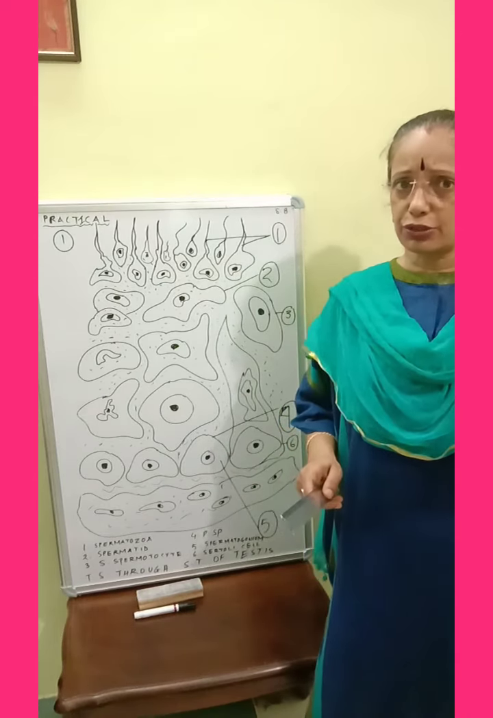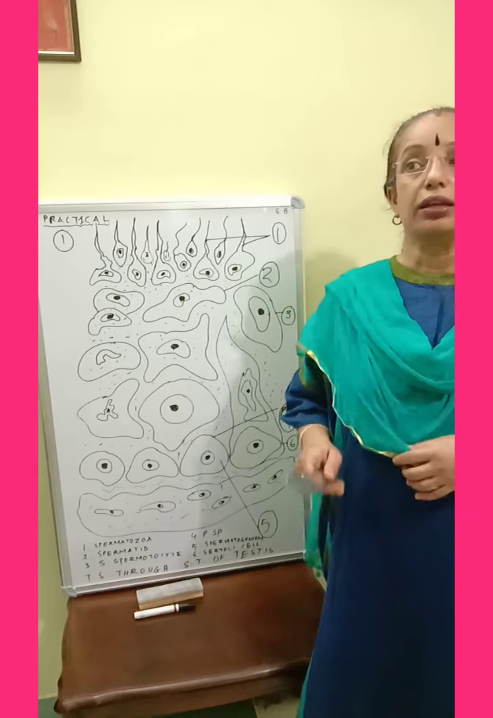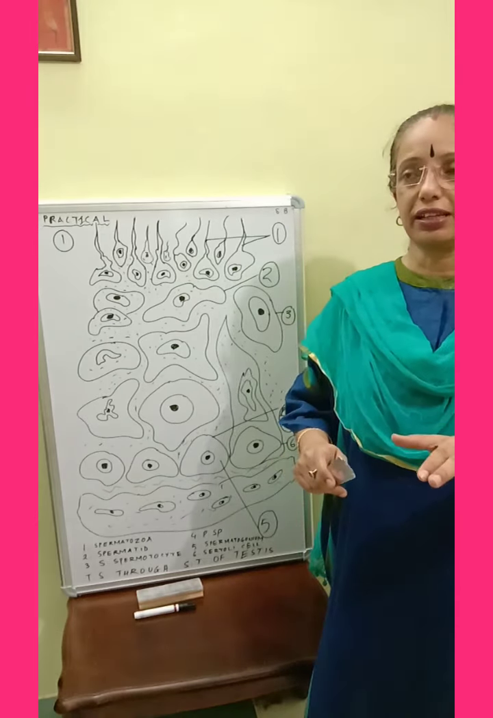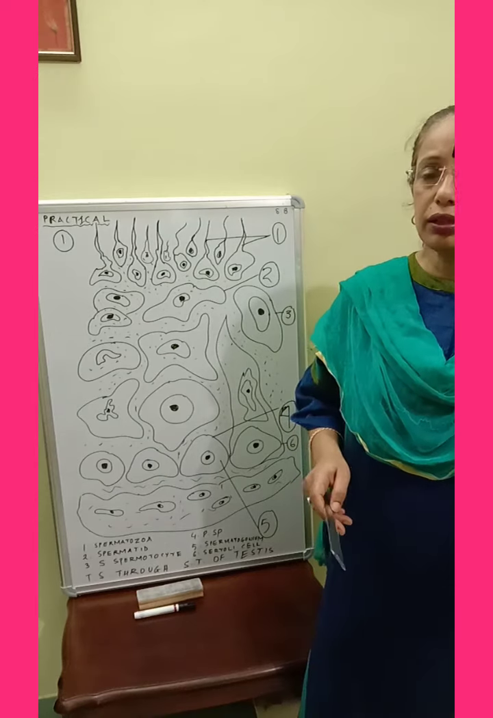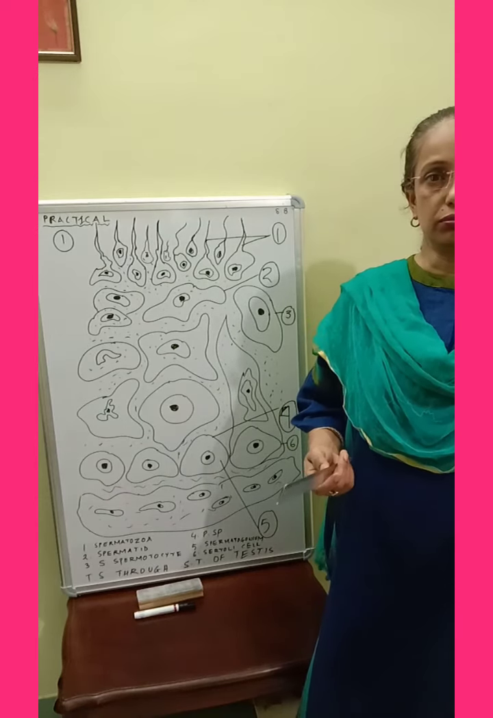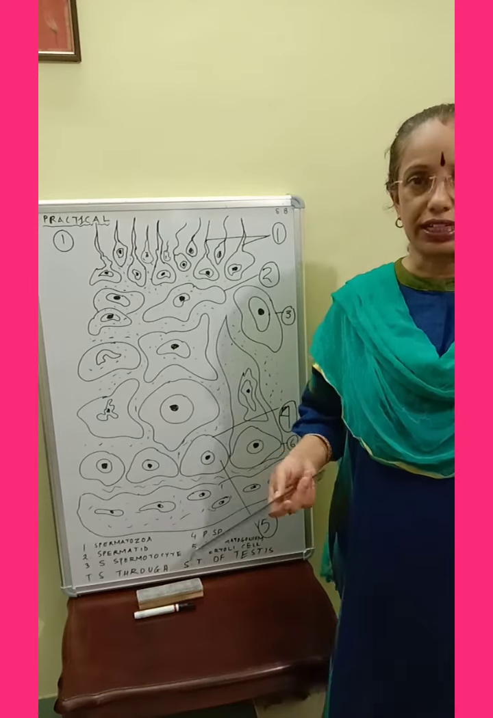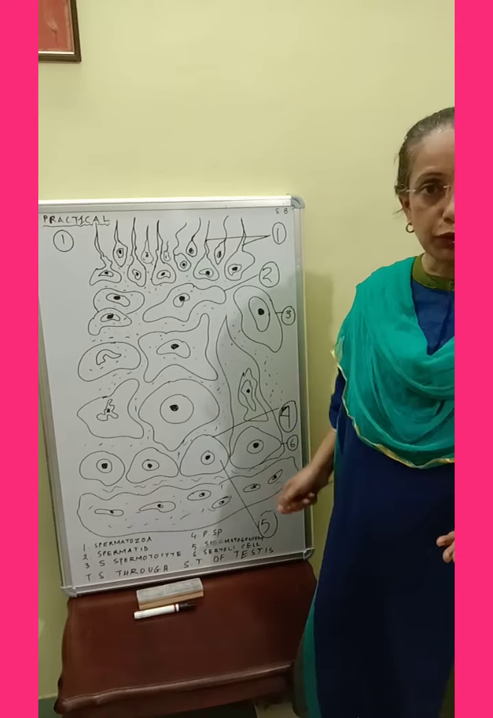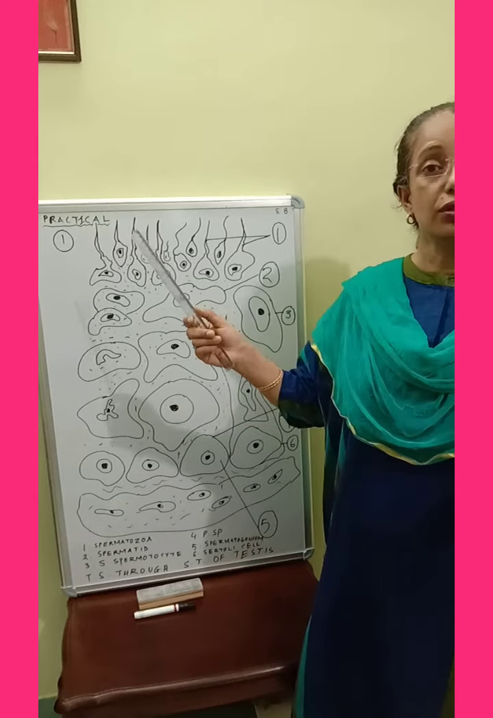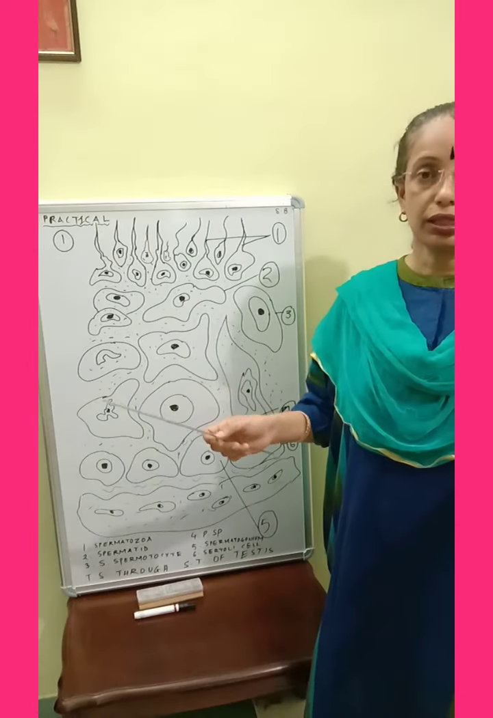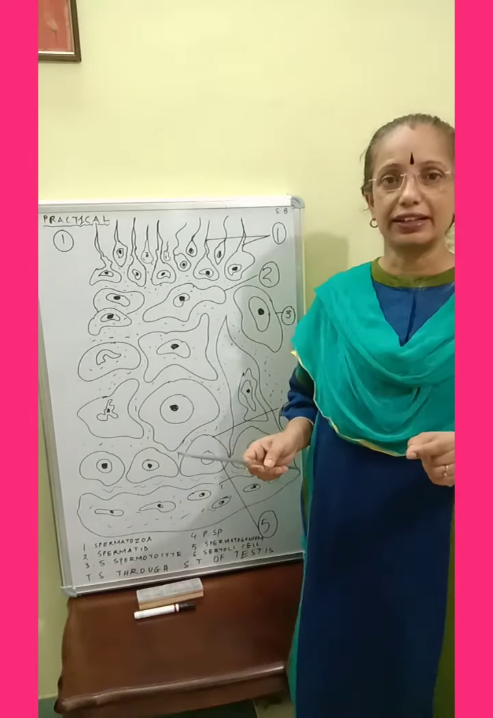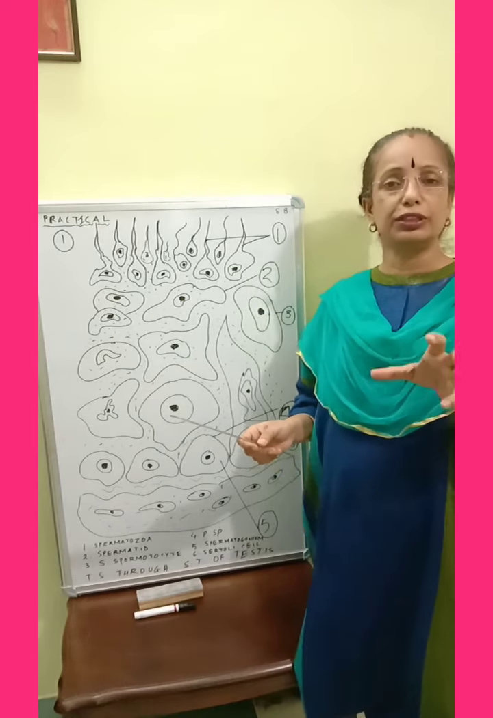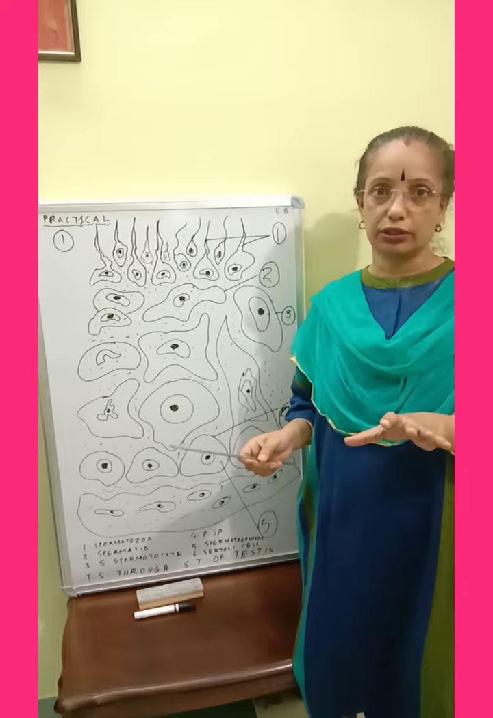So spermatogenesis in comparison to oogenesis is definitely much more simple, much easier to understand. It's the journey right from spermatogonium to sperm. This particular diagram and the observation should be written in your practical record.